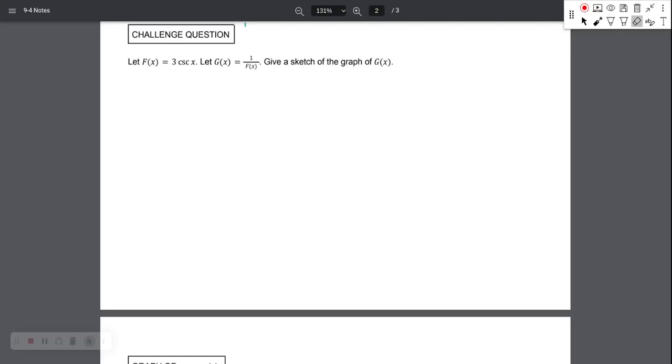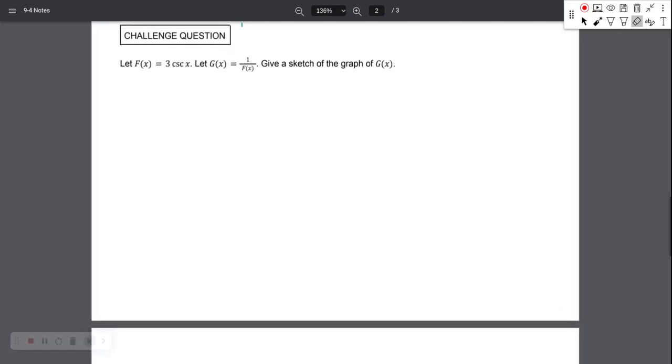Okay, and so moving on to this challenge question. I put challenge because I don't want you to freak out about this question, but it is kind of cool, something to do on your own if you're interested in what is so crazy about this question. So we have this function f, which is 3 cosecant of x, and then we have function g, which is 1 over that, the reciprocal of that.